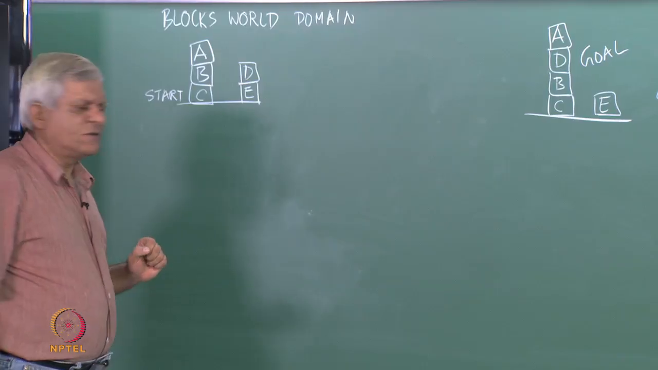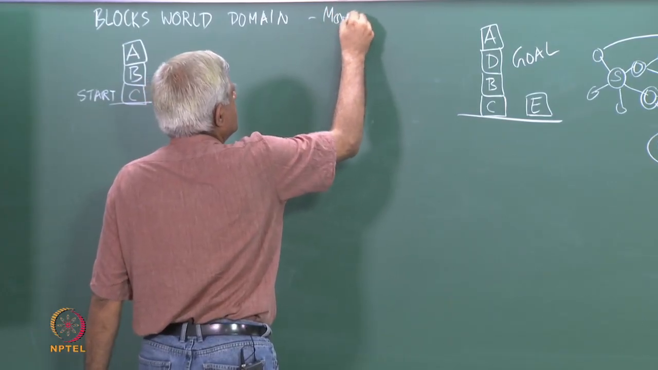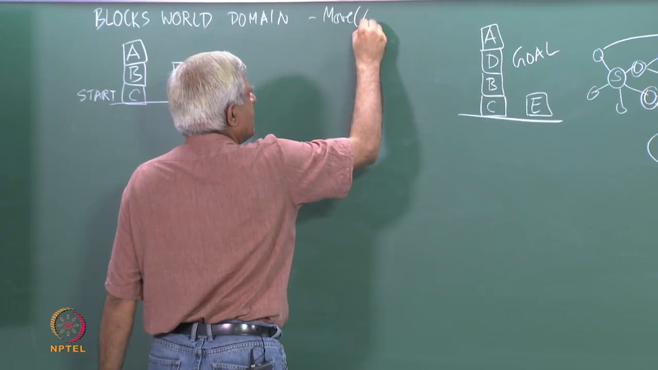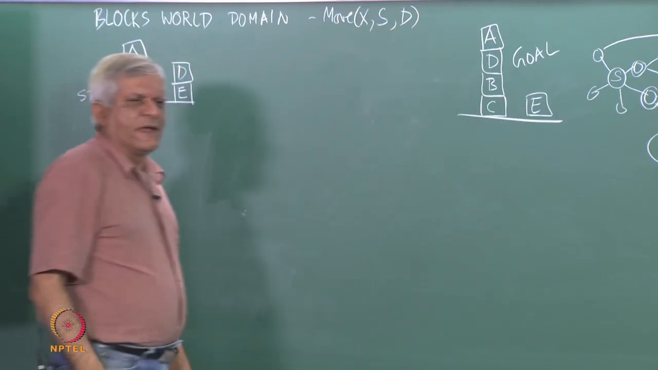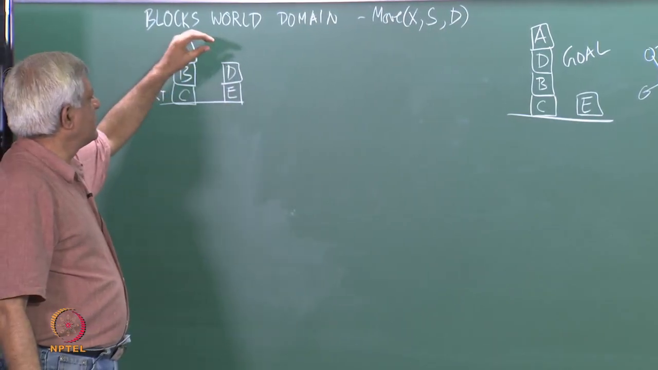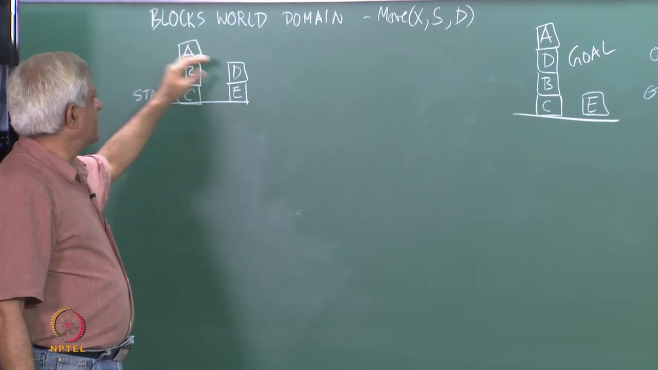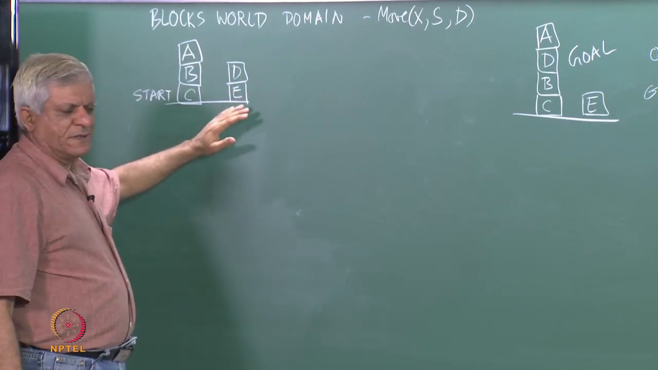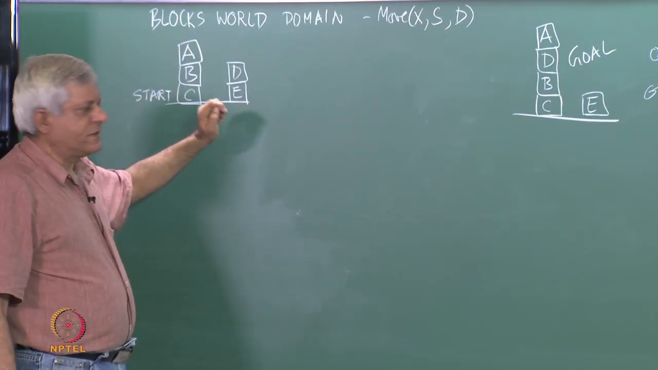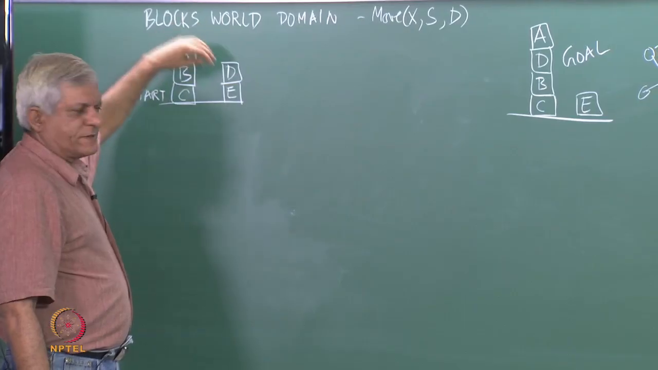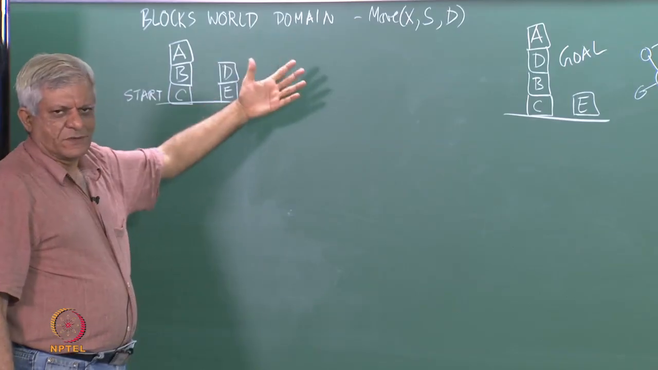What are the moves available to you? You have only one move, which we will say is: move block X from source to destination. This move can only be done if you can pick up a block, which means it must be at the top of a stack or on the table, and you can put it down either on top of another block or on the table essentially. So, the source can be only the topmost block in a stack, and the destination also can be only a topmost block in a stack.